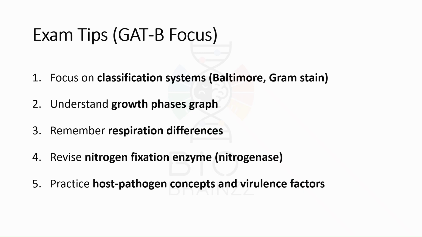Exam tips: GAT-B focus. For effective preparation in GAT-B, it is important to focus on high-yield areas such as classification systems, including gram staining and the classification of viruses. Understanding the microbial growth curve and being able to interpret it is also essential, as questions are often asked in a conceptual manner rather than directly. Similarly, differences between aerobic and anaerobic respiration should be clearly understood.